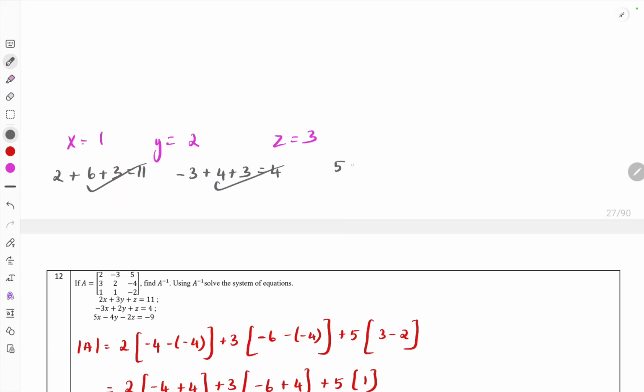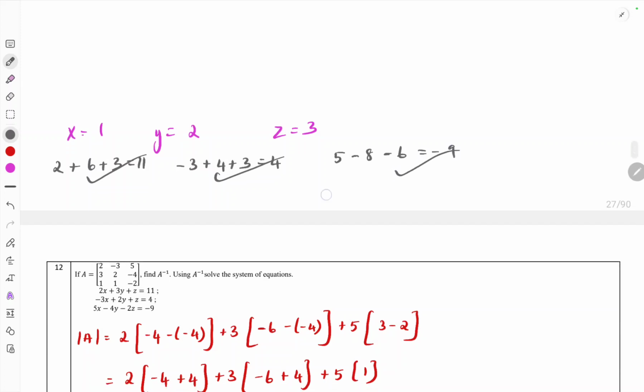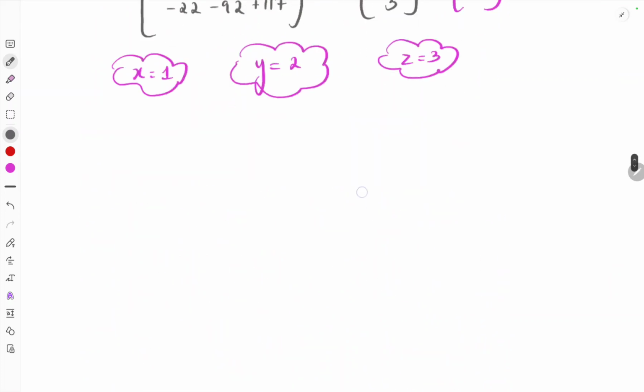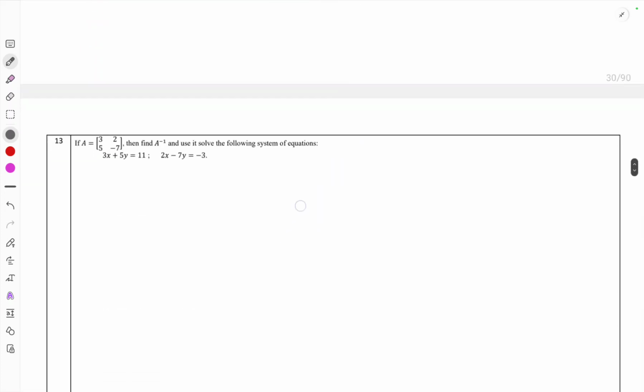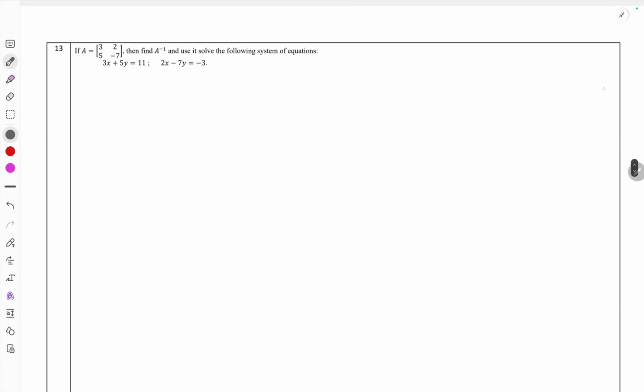So 5 minus 4 twos are 8, minus 2 threes are 6. So 5 minus 14. So minus 5 minus 14 is minus 9. For the third equation also it is correct, which means our answer is correct. Like this we can check whether our answer is correct or not. So now we can do the 13th question.